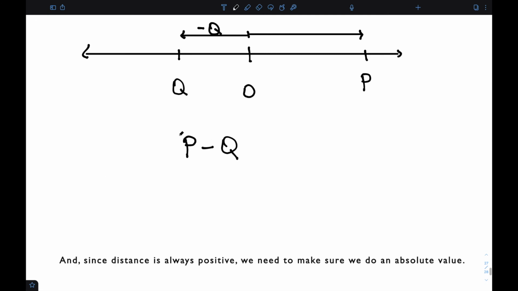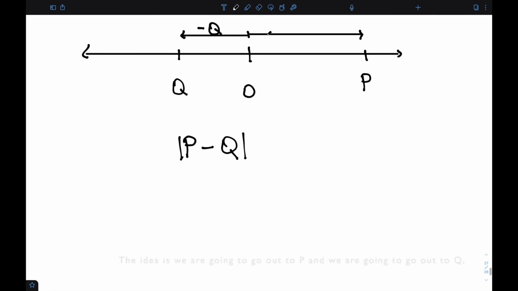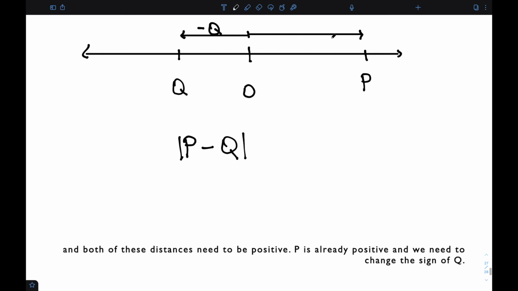And since distance is always positive, we need to make sure we do an absolute value. So the idea is we're going to go out to p and we're going to go out to q, and both of these distances need to be positive. P is already positive. We need to change the sign of q.